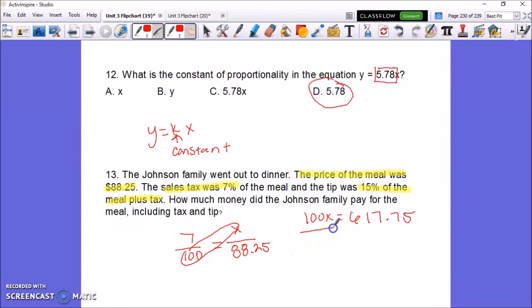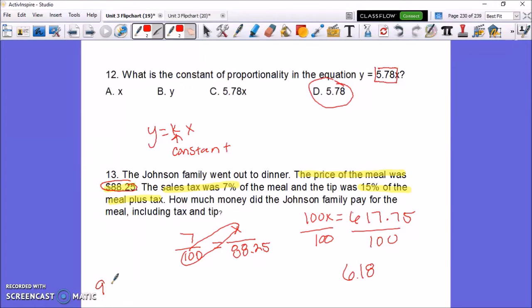Remember, cent is 2 decimal places. So you should get 6.1775, but that 7 is going to round it up. All right, so that 17 rounds up to 18. So the tax amount is $6.18, but we have to add that to the total cost of the meal, which is $88.25. So $88.25 plus $6.18 is going to give us $94.43.